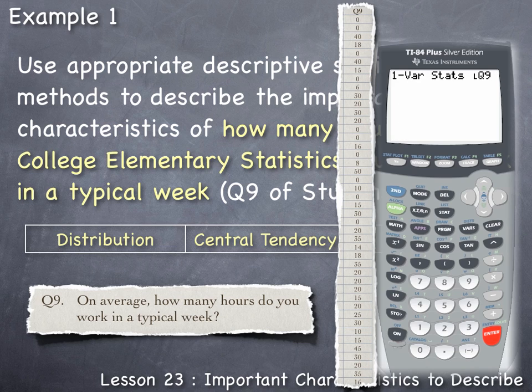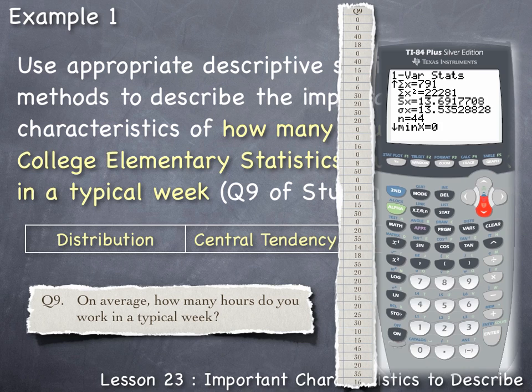And then when I press Enter to execute, the calculator finds all kinds of descriptive statistics for the number of hours Sierra College elementary statistics students work in a typical week, including x-bar, the sample mean, which is equal to 17.977, and the sample standard deviation, Sx, which is equal to 13.692. And the n, the sample size, is 44.